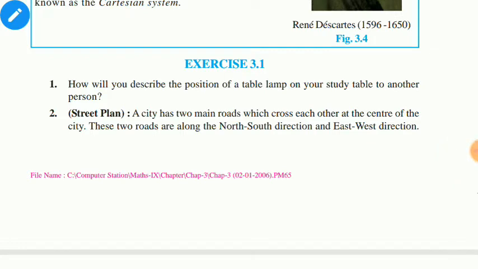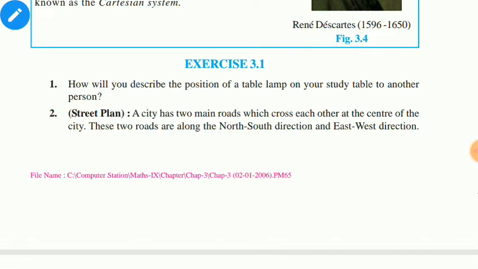Today we will continue class 9, exercise number 3.1, question number 2. Question number 2 is a long question, so we read it by part. Question number 2 is a street plan. In this question we have one street plan of a city.